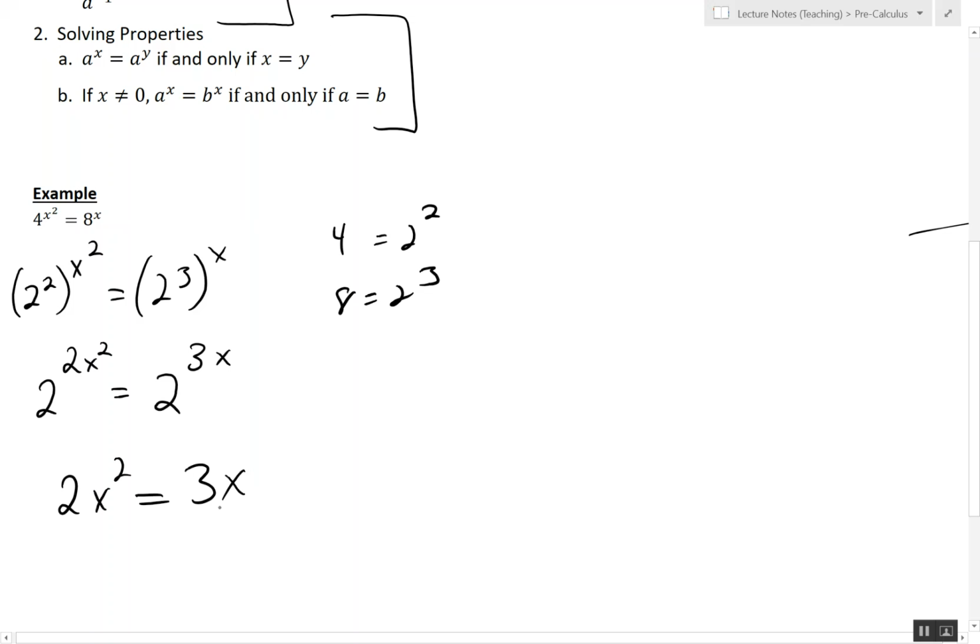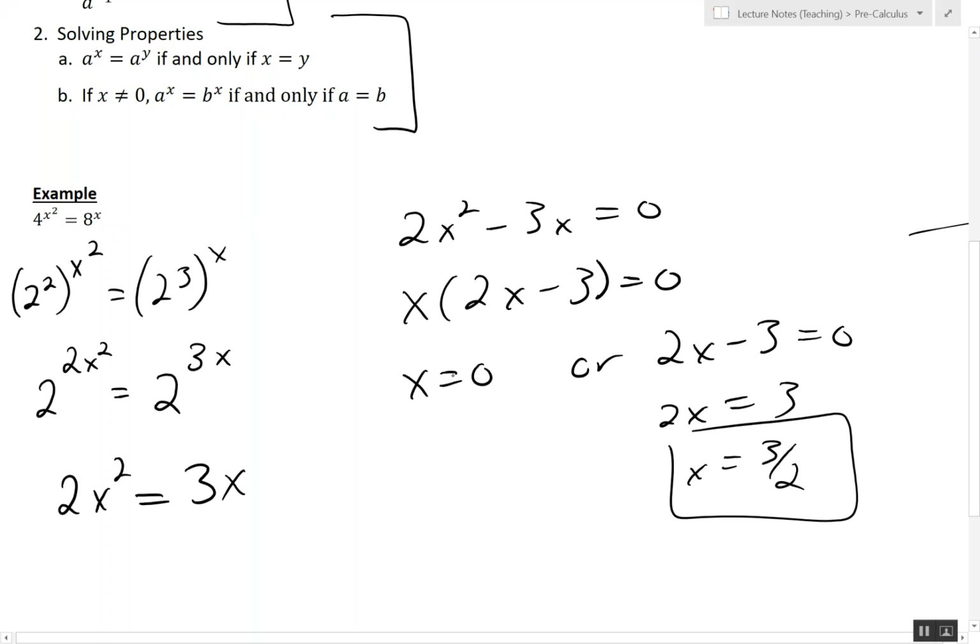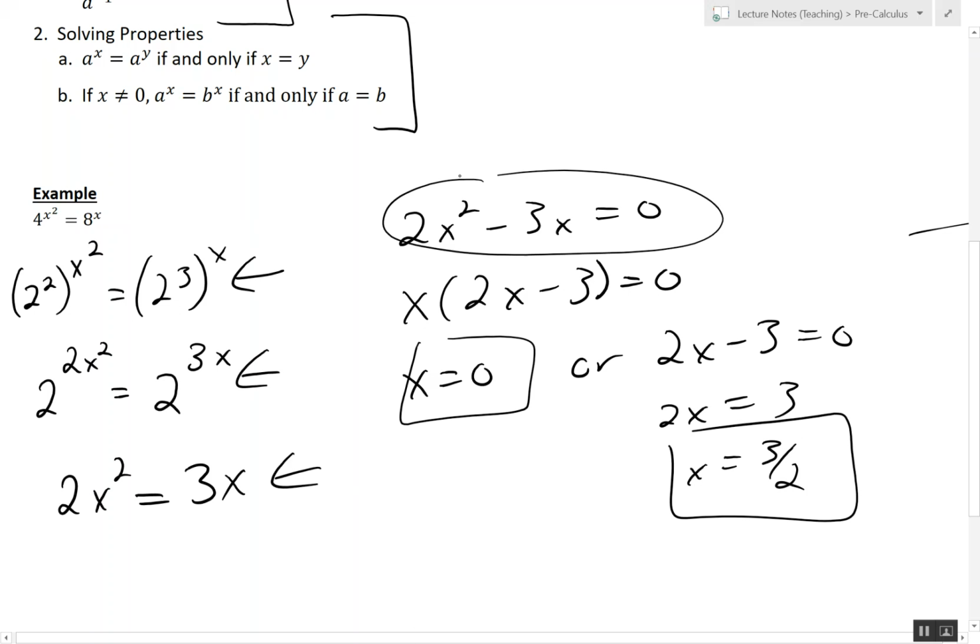So we are going to have, let's get rid of the side work, 2x squared minus 3x equals 0. We can factor out an x. We get x times 2x minus 3 equals 0. And then the zero product property says that x equals 0 or 2x minus 3 equals 0. And so we'll get 2x equals 3 and x equals 3 halves. So these are the two solutions for that. Notice that I had to rewrite the bases first, use my solving property to get from this step to this step, and then this created a quadratic that I knew how to solve.